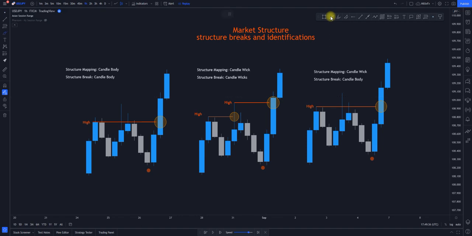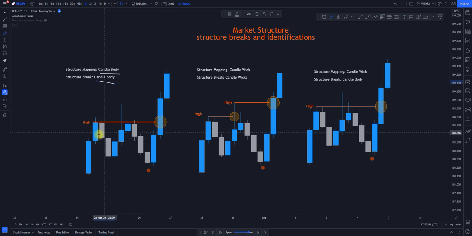Now let's go into the first type of structure mapping. On type one we have candle body structure mapping and candle body structure break. This is basically market structure. The types of structures we are looking at are structure breaks and identification: how to identify structure breaks and then structure mapping. Right, so now let's go in-depth.